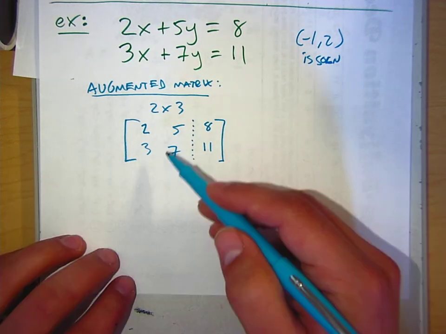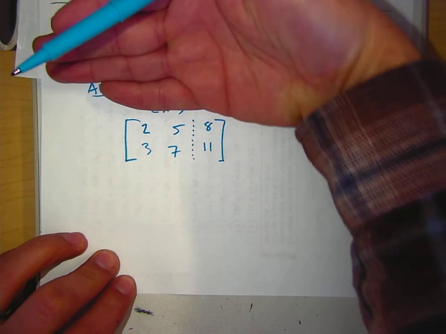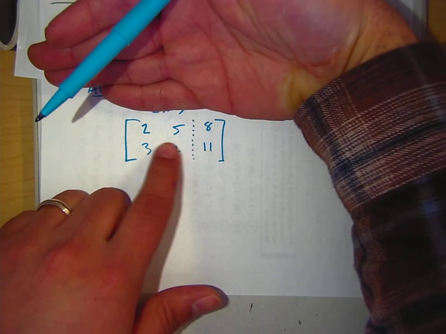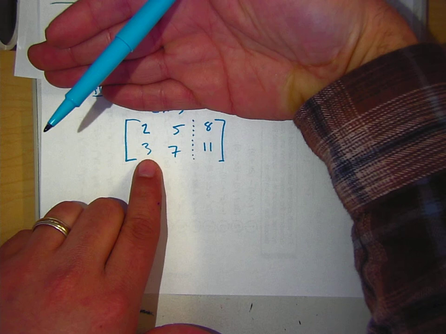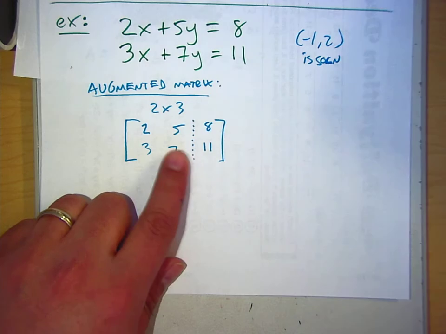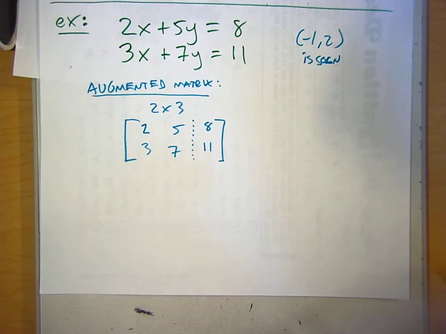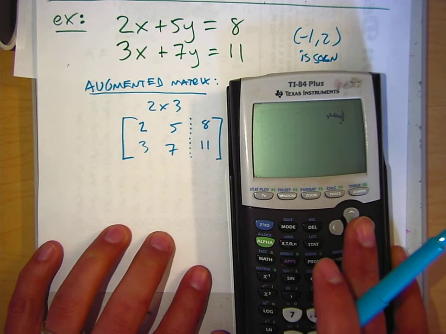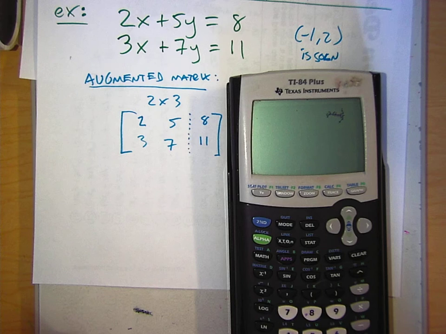So if you guys saw this matrix, would you be able to understand that this represents 2x plus 5y equals 8, 3x plus 7y equals 11? Okay. Go ahead and program this matrix in your calculator real quick. Okay? You don't have to do anything special. I know it's called an augmented matrix, but you just go in there and make a 2 by 3 and then put in the numbers like normal.